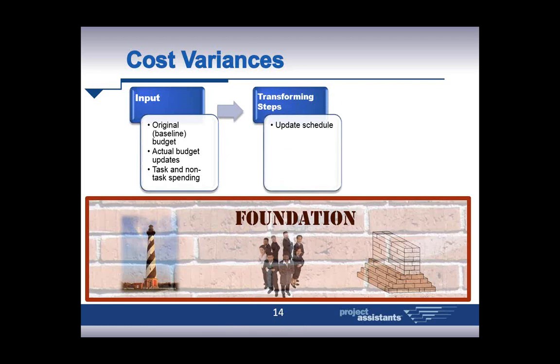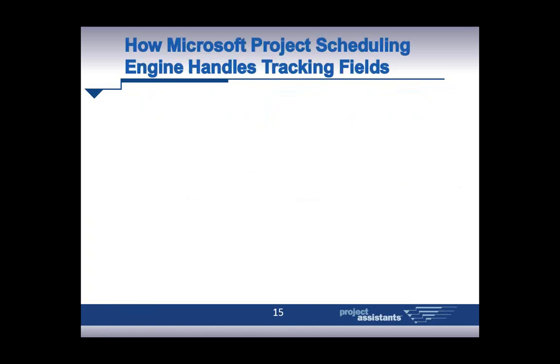Transforming step, update the budget. And cost variances are the output, and again, Jim's going to show you some examples of that. Okay, so what I'm going to do now is turn it over to Jim Colton, who's going to take this initial discussion and take it a little bit deeper from a conceptual standpoint and then to an actual hands-on demonstration. Jim, take it away.